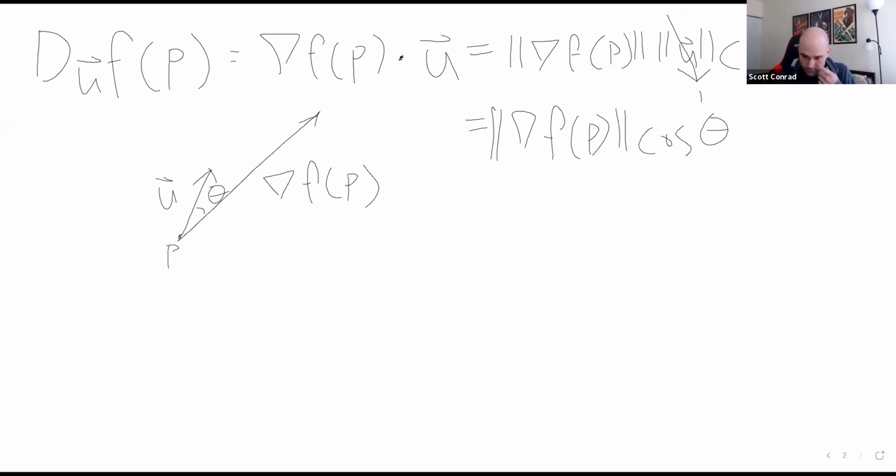Well, we know cosine of theta lies between -1 and 1. It's -1 if the angle between the two vectors is pi. So if u is pointing in the opposite direction of the gradient of f, cosine of theta is -1. And if u, the direction we're taking the directional derivative, points in the same direction as the gradient of f, then cosine theta is 1.